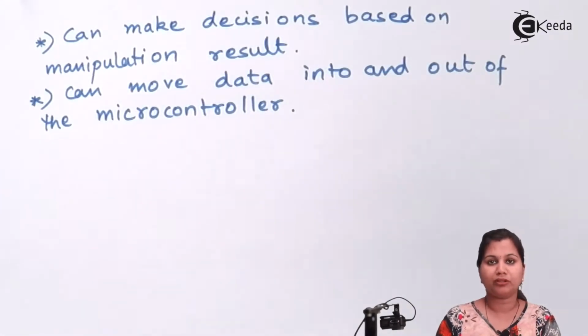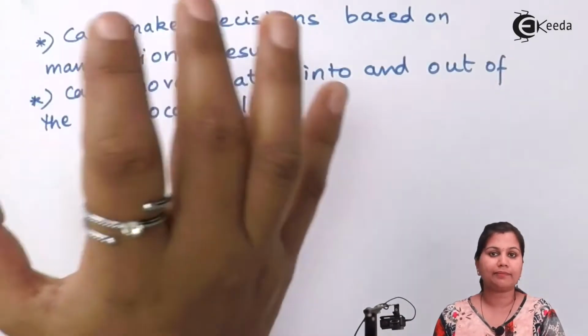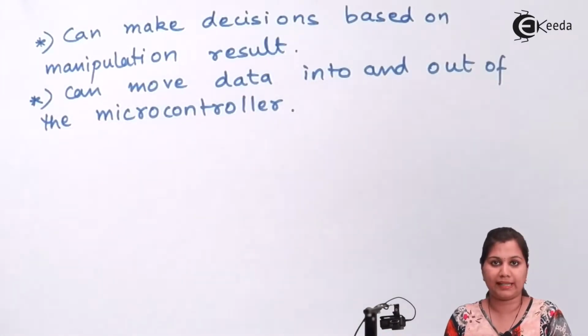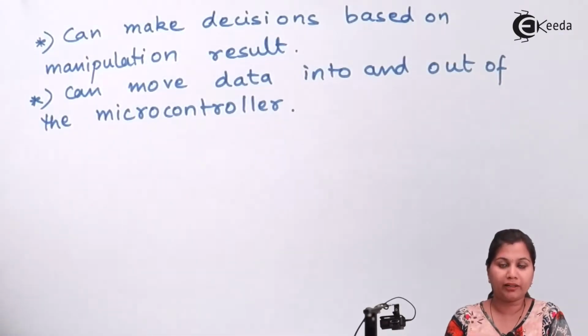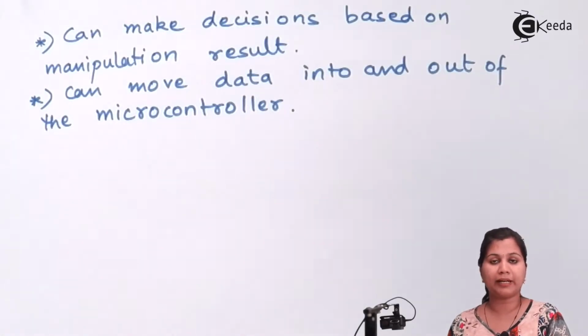So with the help of the instructions present in the instruction set of the microcontroller, all these types of operations can be performed. But the microcontroller cannot make the decisions by itself. It cannot do all these operations by itself. We have to specify to the microcontroller all the details: which is the input data, which is the output data, what operation it has to perform, where the data will be available, where the result is to be displayed. So everything is to be provided to the microcontroller by the programmer.